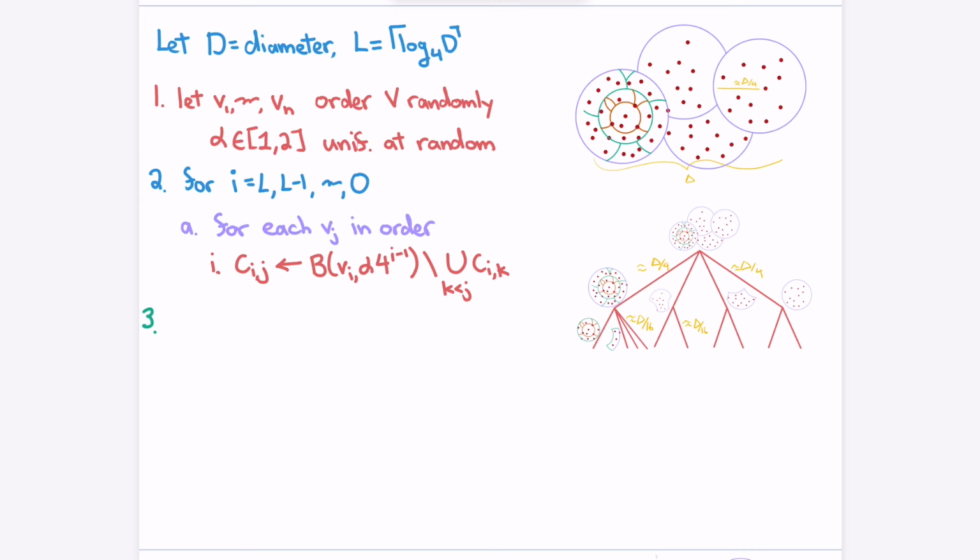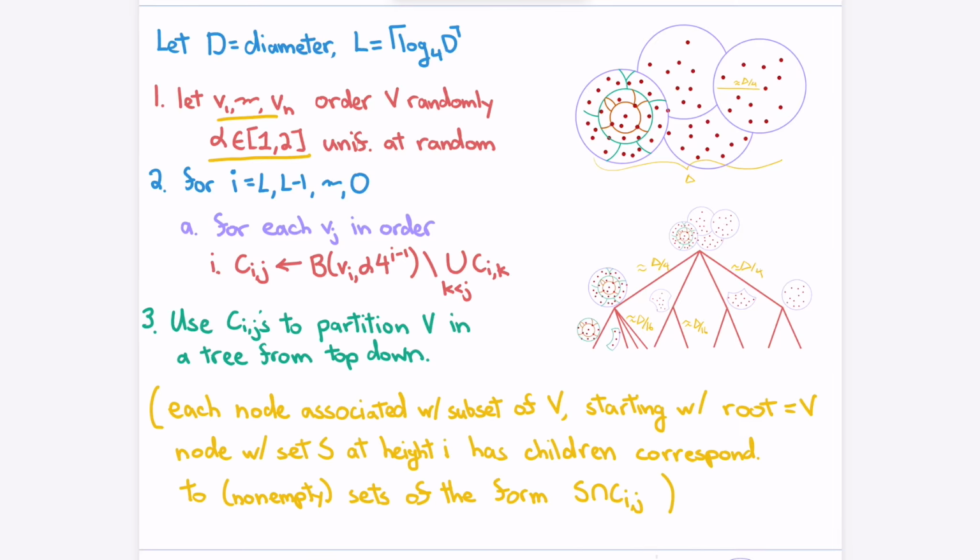The two points I want to highlight are that we order the vertices once at the beginning and keep them the same, and that this wasn't in the demo: it's really a randomly perturbed radius. Then you use the C_ij's to partition the V_ij's and build this tree. Here B is the ball centered at v_i of radius alpha times 4 to the i minus 1. So B for ball, and that's just all the points within that radius.